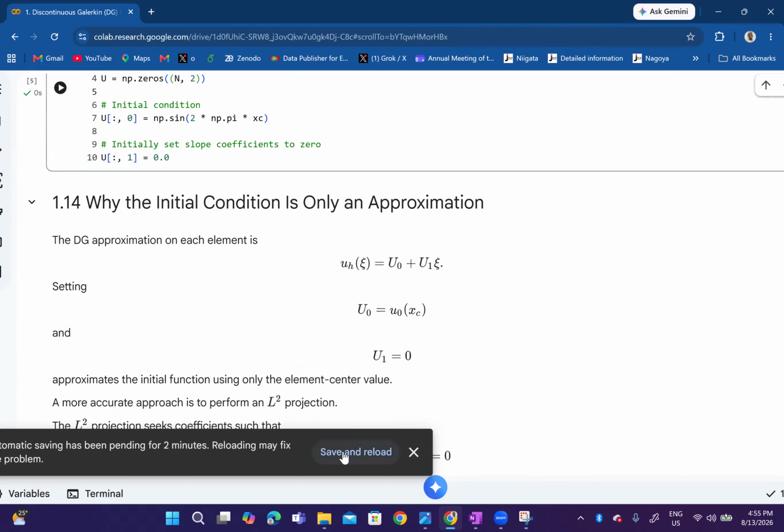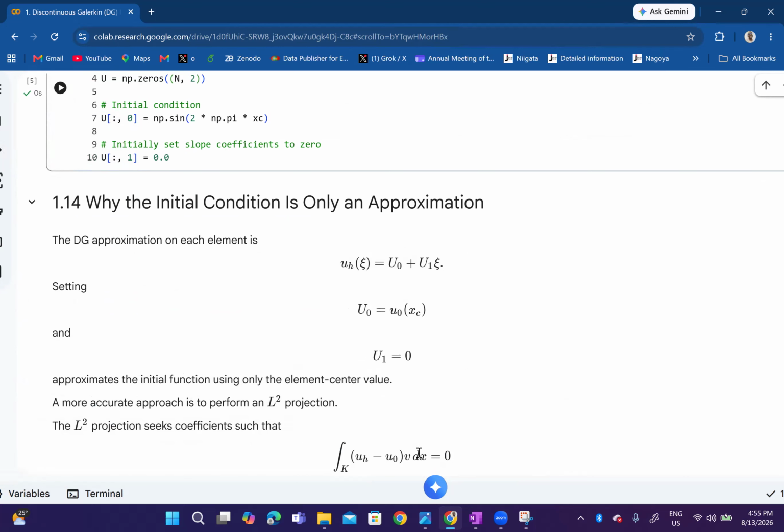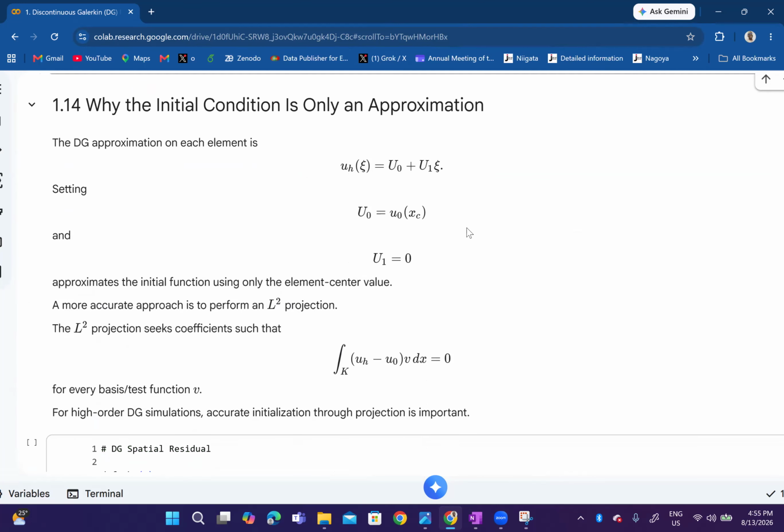Then we have 1.14: why the initial condition is only an approximation. The DG approximation on each element is UH of psi, which is U0 plus U1 psi, which we did before. If you set U0 to be U0 of XC and U1 to be 0, this term will be gone, and we only have U0 of XC. So this approximates the initial function using only the element center value.